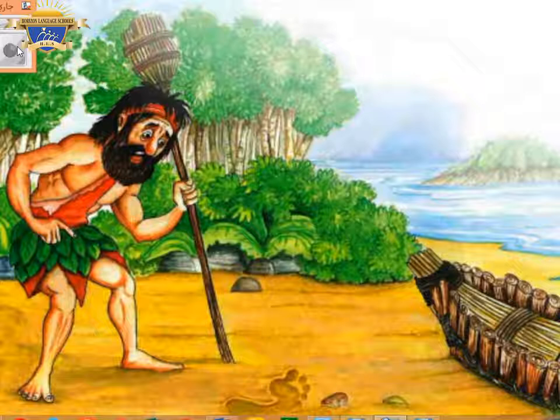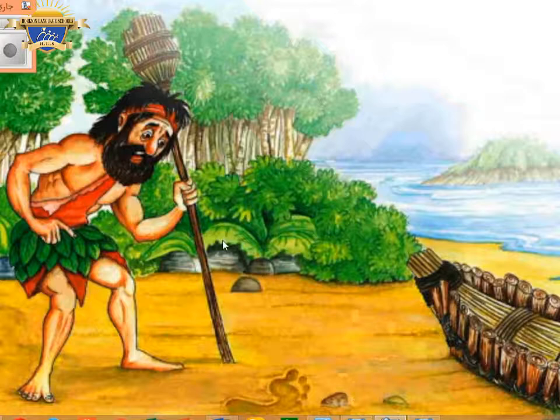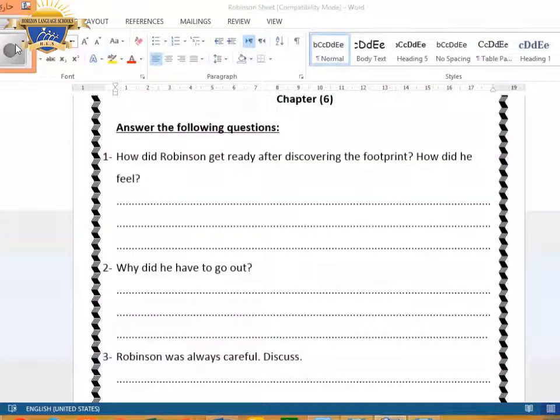Okay, now let's try to answer some questions from your story sheet. Question number 1. How did Robinson get ready after discovering the footprint, and how did he feel? You can find the answer in page 29. But before you open your storybook, please, can you think a little about the answer? Okay.